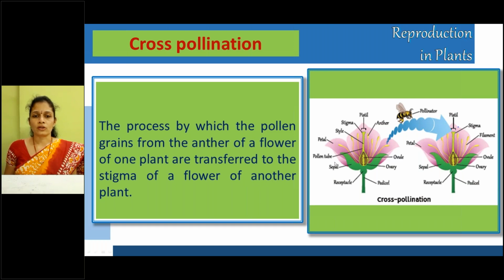Look at the picture, children, all of you. Here, the pollen is transferred from the anther to the stigma of another flower of the same kind. That means the plant will be the same kind of plant, but the flowers are different. Two different flowers, but the same kind of plant.